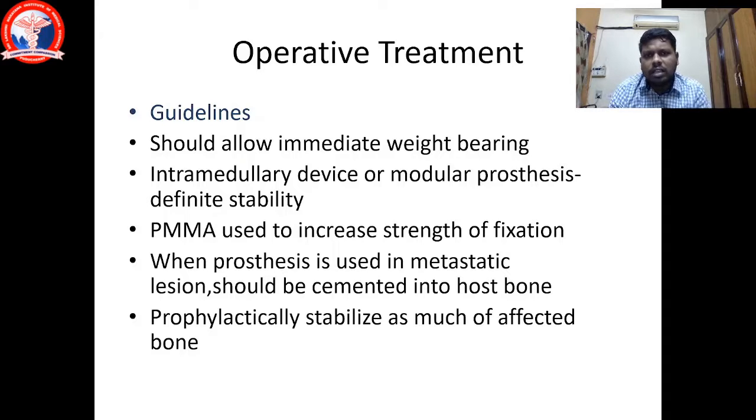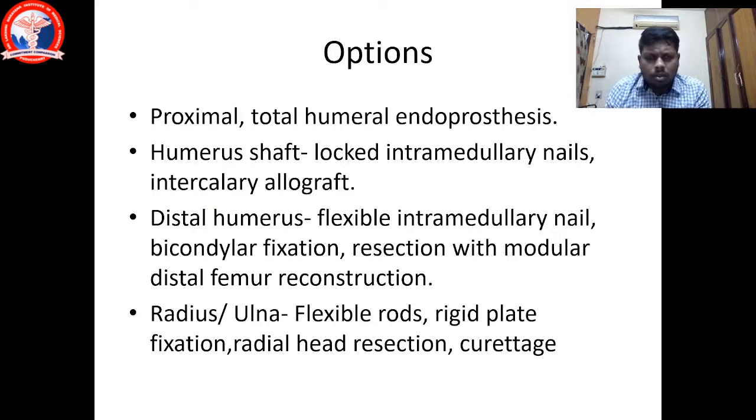These are the guidelines for operative treatment. There are various options to treat pathological fractures. In the proximal humerus we go for total humeral endoprosthesis because it involves the joint. You can't do a conventional plating or nailing because the joint is destroyed.